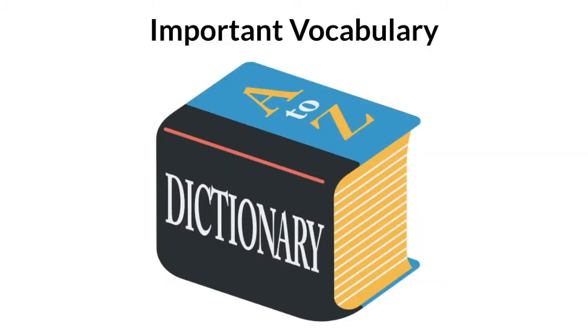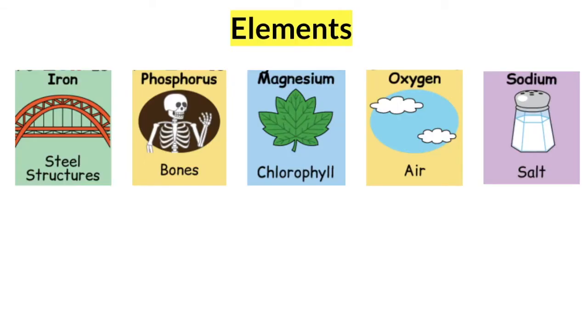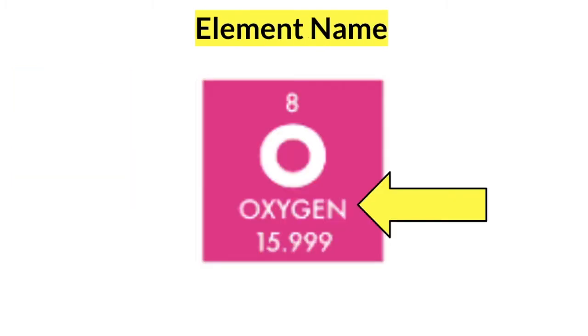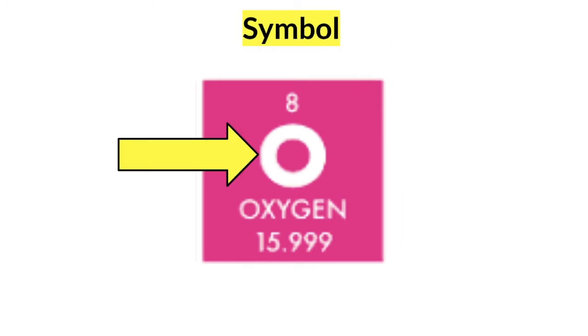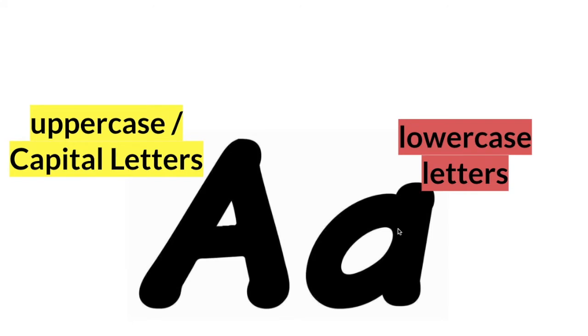Here's some important vocabulary you'll need for today. Of course, you need to know elements. You need to know that elements have a name and a symbol. So the name of this element is oxygen. The symbol is an uppercase O. You'll also need to remember the difference between uppercase or capital letters and lowercase or small letters.